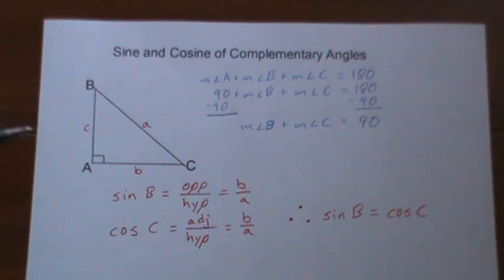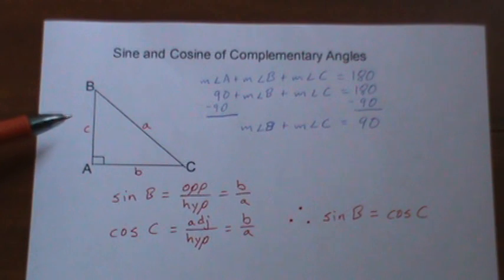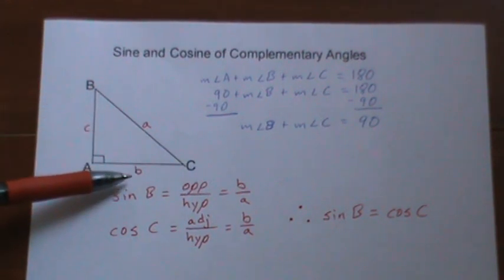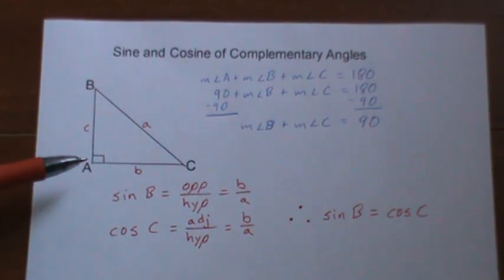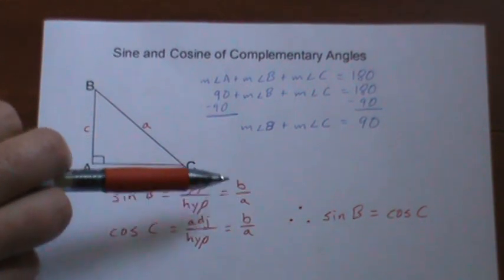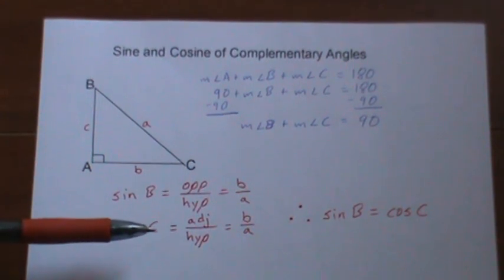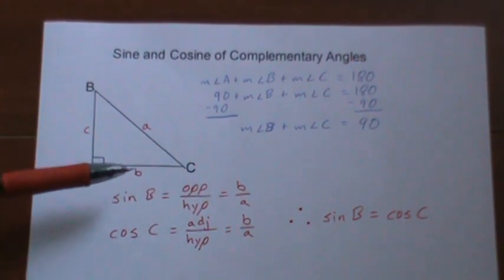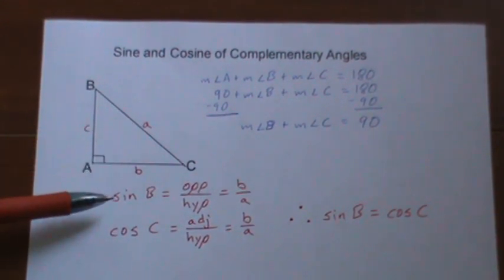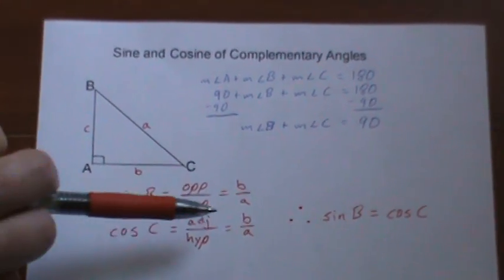We've learned that sine is equal to opposite over hypotenuse. So in this diagram, the side that's opposite angle B is lowercase b, and the side that is the hypotenuse, which is across from the right angle, is side A. So I can write that as b over a. Well, the cosine we've memorized is equal to adjacent over hypotenuse. So adjacent to C is B, and the hypotenuse is still A. So if we look at this closely here, the sine of B is B over A, and the cosine of C is B over A.